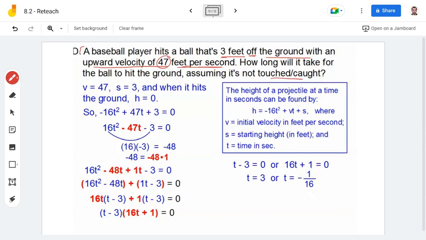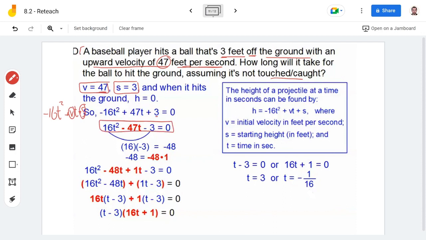Now we know that v is equal to 47. We know that s is equal to 3. And we know that h is equal to 0 because we need to factor it. So negative 16t squared plus vt plus s. v is given as 47, s is given as 3. So now my function is this one. Can we factor this equation here?